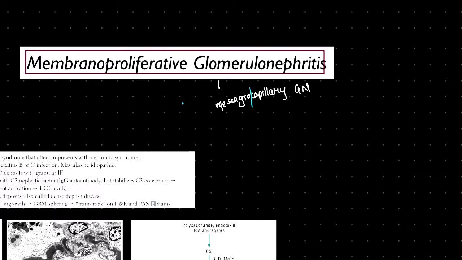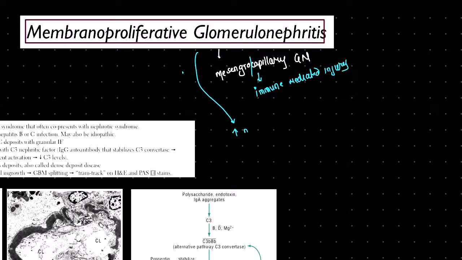It is immune mediated injury, and it is not separately itself a disease. It is just an immune mediated injury. Here there will be proliferation of mesangial cells along with its matrix, and there will be endocapillary proliferation also.